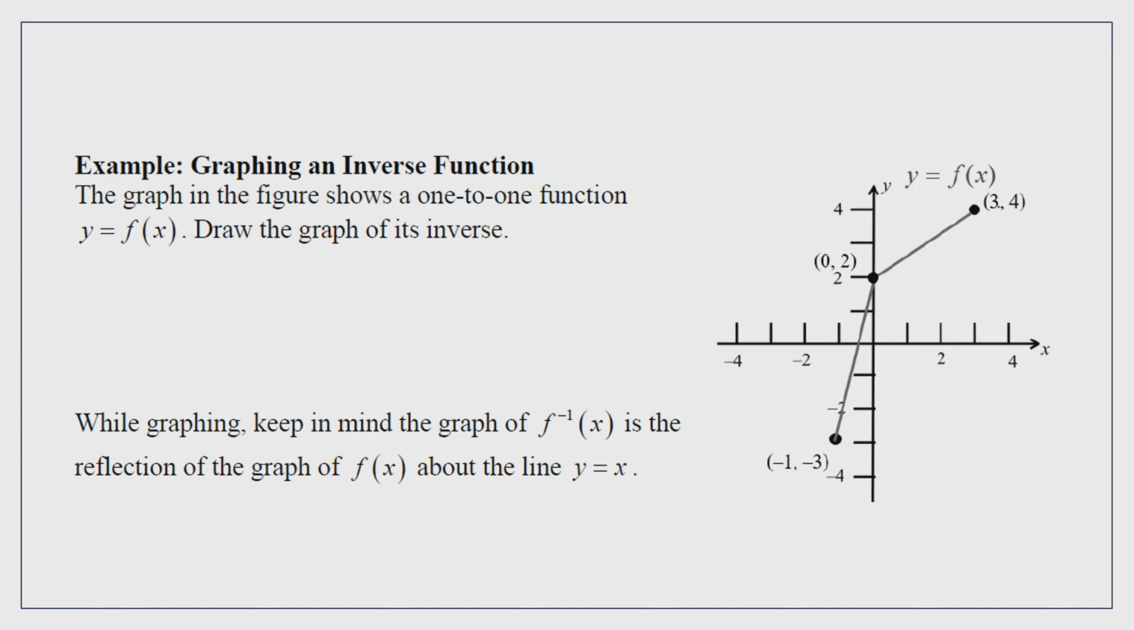So let's first take (3, 4). If we switch the x and y, we'll get the point (4, 3). So (4, 3). So that's this point right here. And we can label it (4, 3). Our next point is (0, 2). So if we switch the x and y coordinates, we'll get (2, 0). Okay. And our third point is (-1, -3). So if we switch the x and y, we'll get (-3, -1).